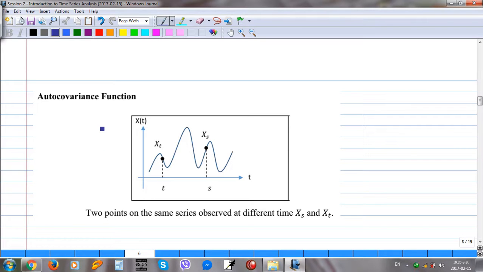And this is the autocovariance function. So we are going to obtain the equations to solve the problems. Here you can see x t and this graph between x t and t. Take two points on the same series observed at different times: if t equals t, you take x t there, and if t equals s, you take x s. These are the two points observed from this time series.